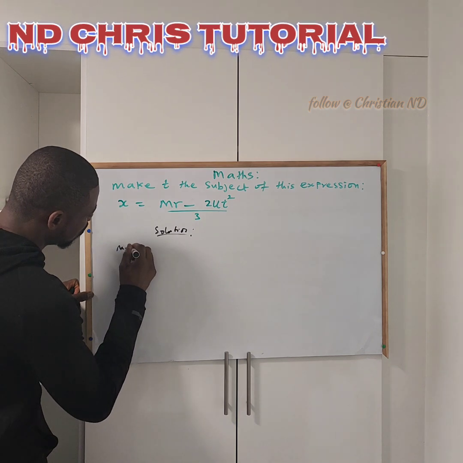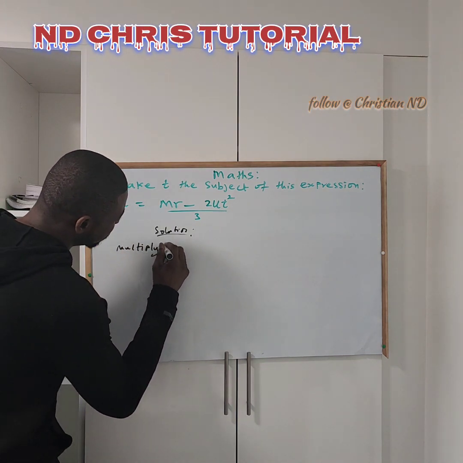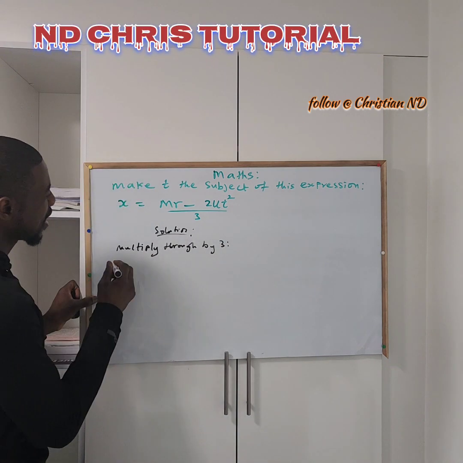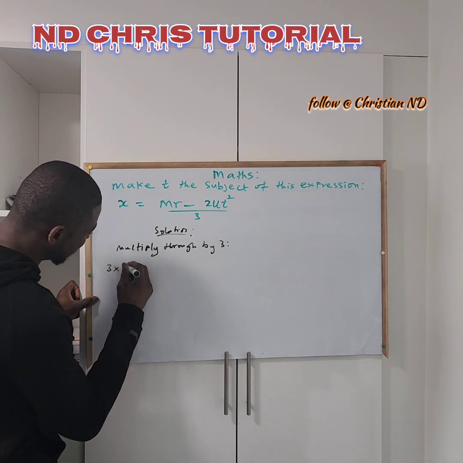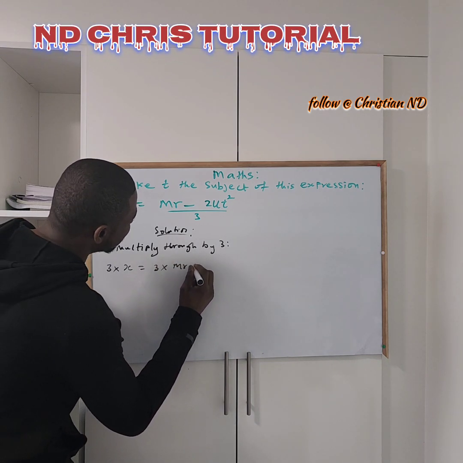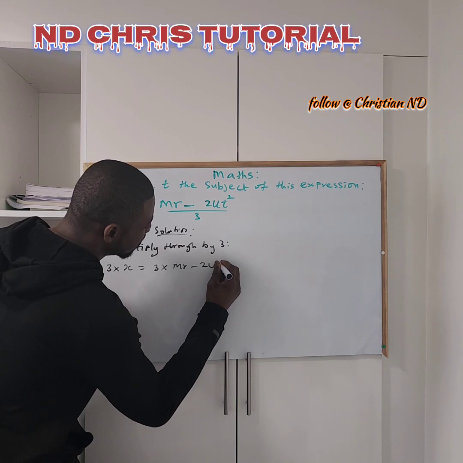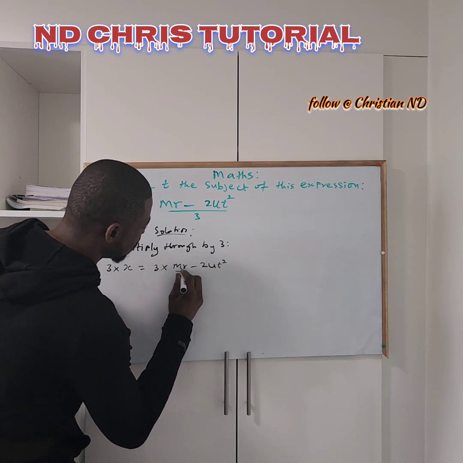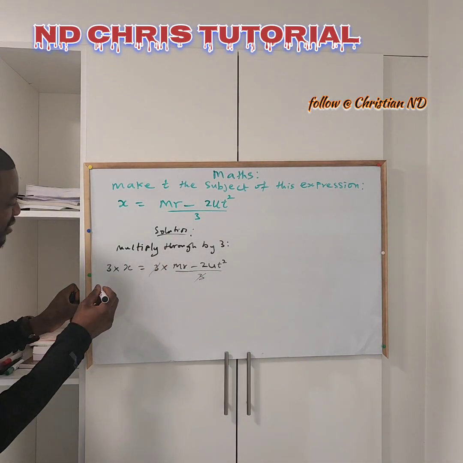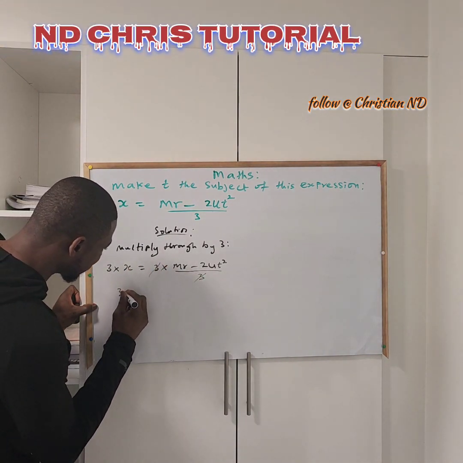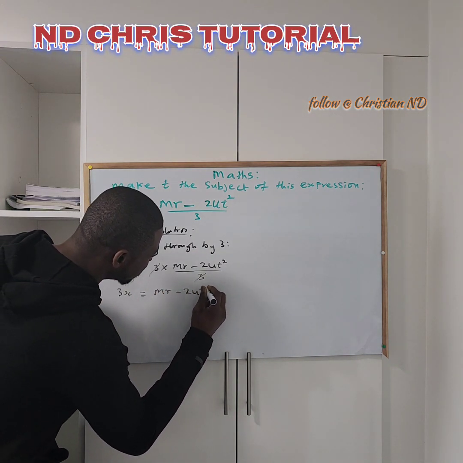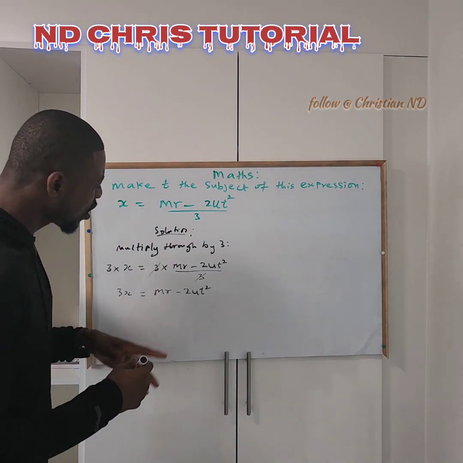So multiply through by 3. I now have 3 times x equals 3 times mr minus 2ut squared all over 3. You notice that this 3 now cancels out. So that was the essence. 3 times x becomes 3x equals mr minus 2ut squared. What do we do at this point?